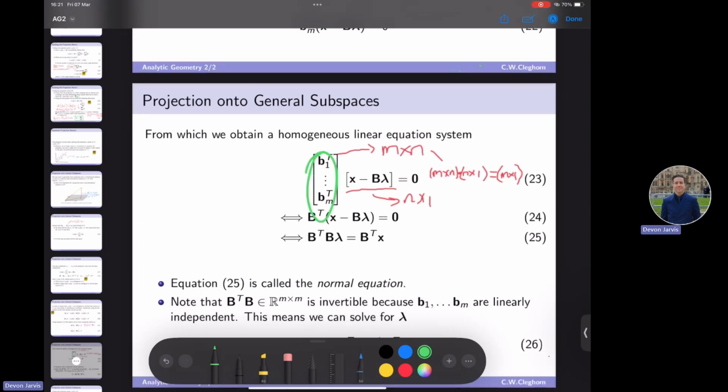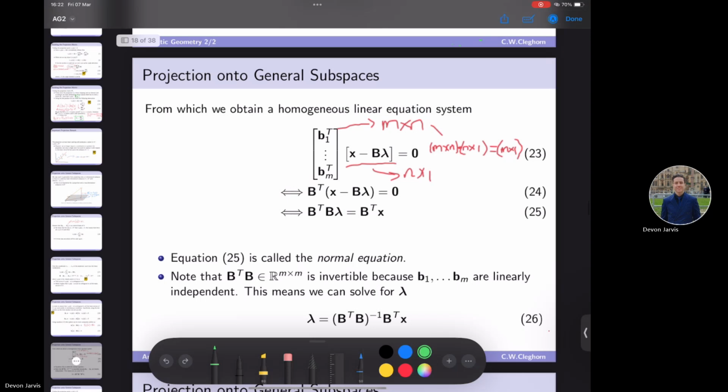Now we have a compact representation of this. This is just my original matrix B transposed, and then this stays the same over there. When we FOIL out B transposed x, and FOIL it out again, B transposed B lambda, and take over the B transposed x, you just sort out these negative signs. What we end up with is that B transposed B lambda must be equal to B transposed x. Equation 25 is called the normal equation, if anybody really cares about that.